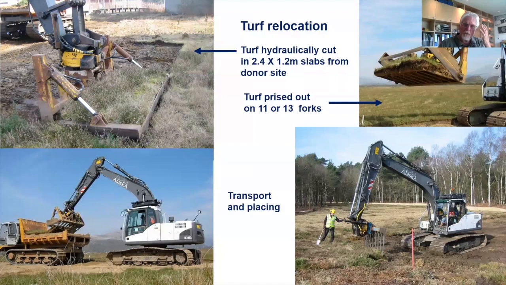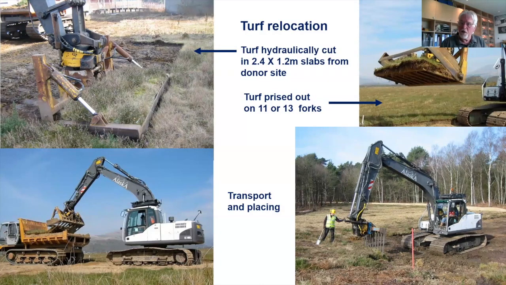I'll say a bit more for the engineers. This is the best way of relocating turf. So if you've got a donor site, maybe something that's being commercially or industrially developed, which is heathland, you can literally take the turf up in 2.4 by 1.2 meter slabs, put them on a little truck, transport it to another site, put it down, and it will do fantastically well.